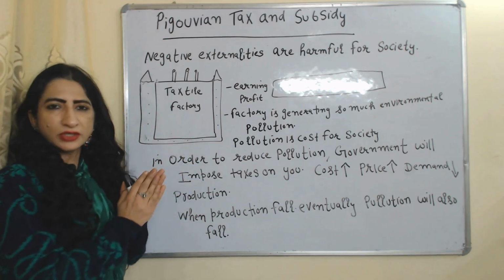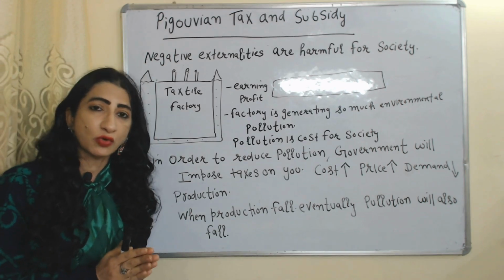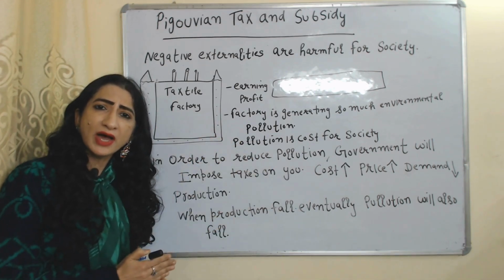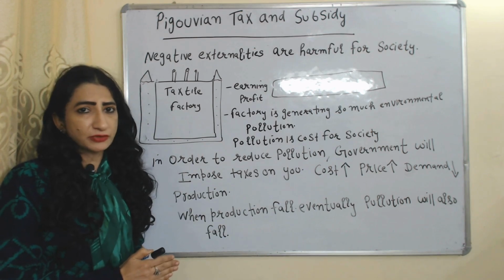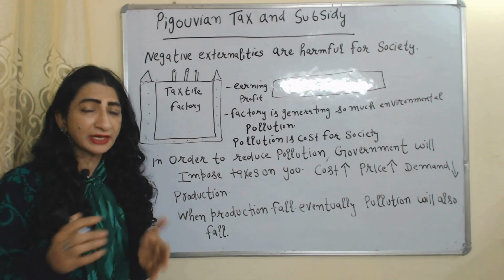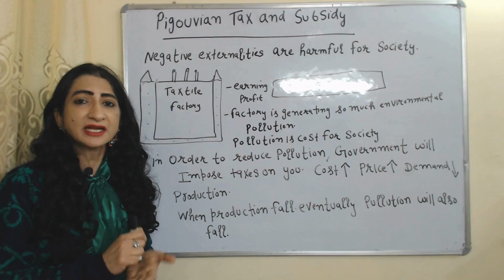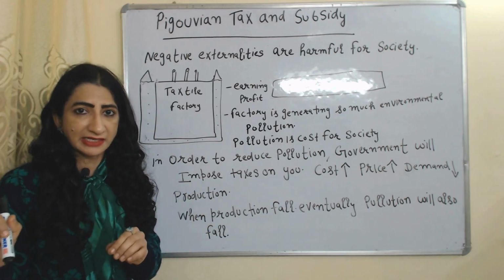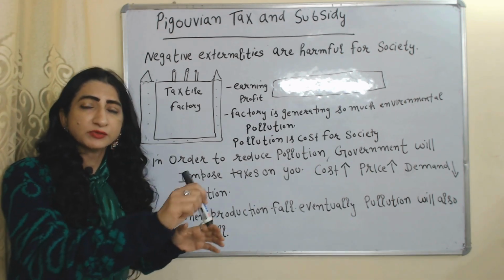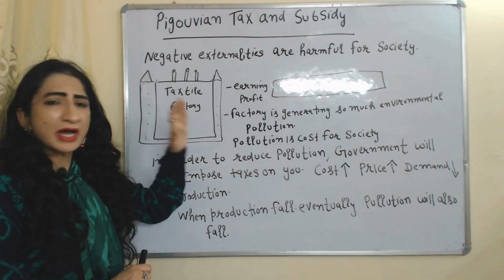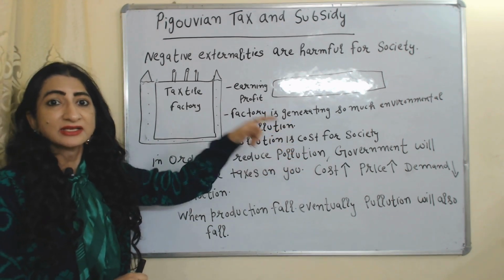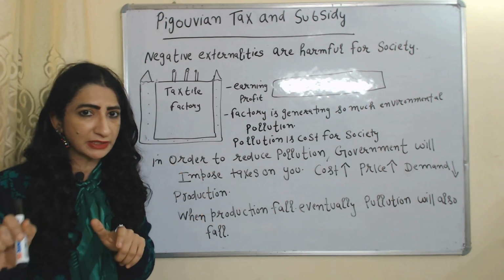Suppose you are the owner of a textile factory and earning so much profit, but your factory is generating so much environmental pollution, and pollution is a cost for society. That means you are earning a profit at the cost of society. It will be called negative externalities. Negative externalities means when your activities generate loss for an unrelated person. Here you are earning profit, but your activities are generating loss for society. Society is facing so much environmental pollution.